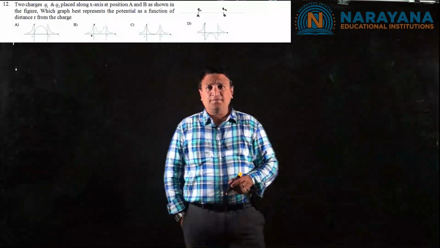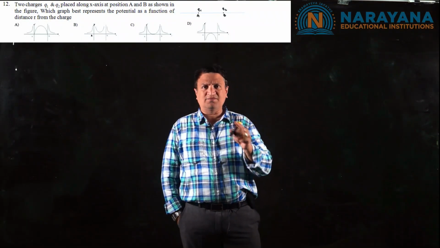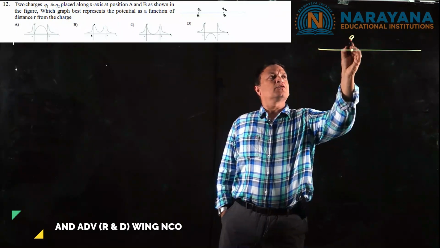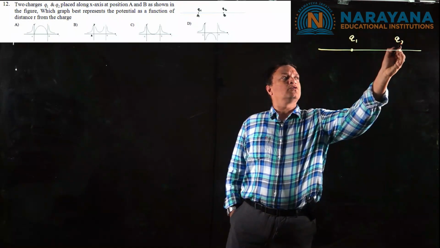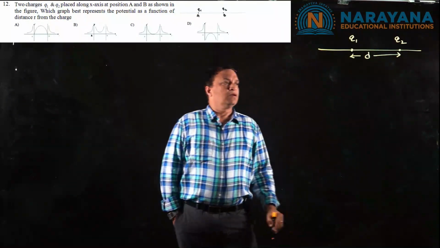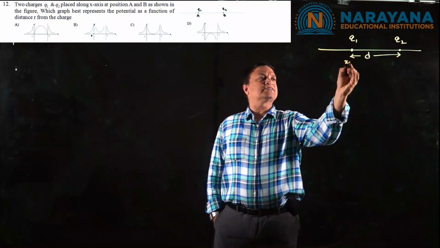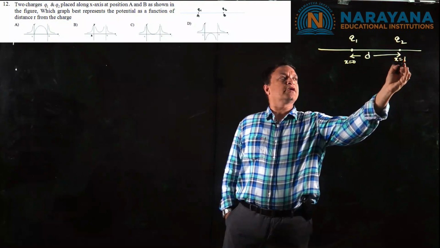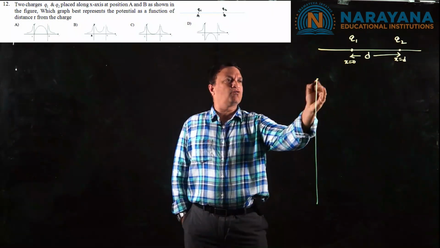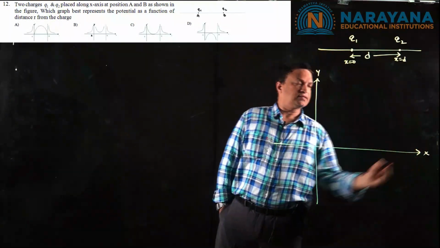In this question, Q1 and Q2 are 2 point charges, both are positive, not given that they are of the same magnitude. But they are on the x-axis, Q1, Q2, and they are separated by a distance d. Now they are asking to plot potential as a function of distance. For example, I am taking this as x equal to 0 and this as x equal to d. Now I am plotting a graph taking potential along the y-axis, distance as usual along the x-axis.